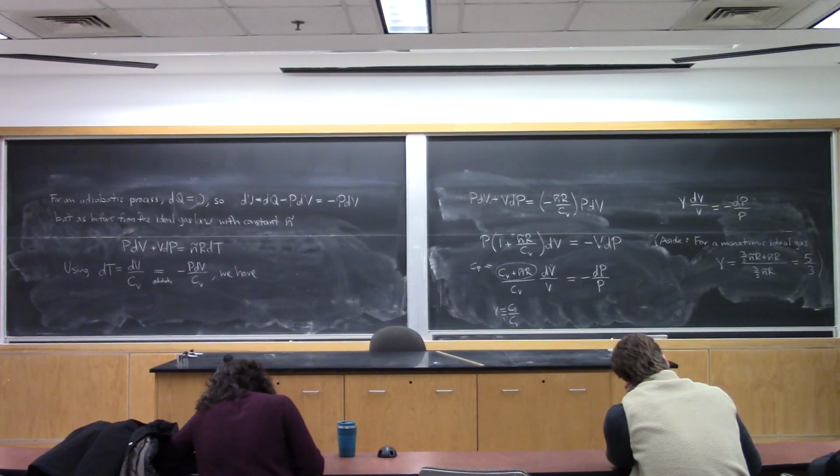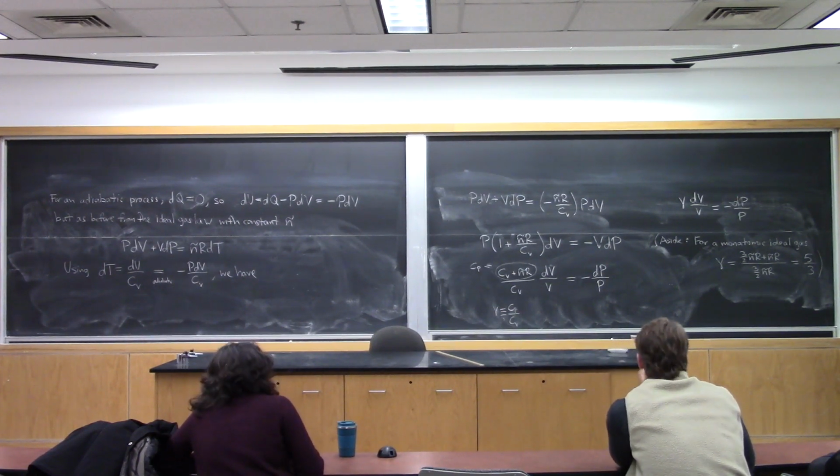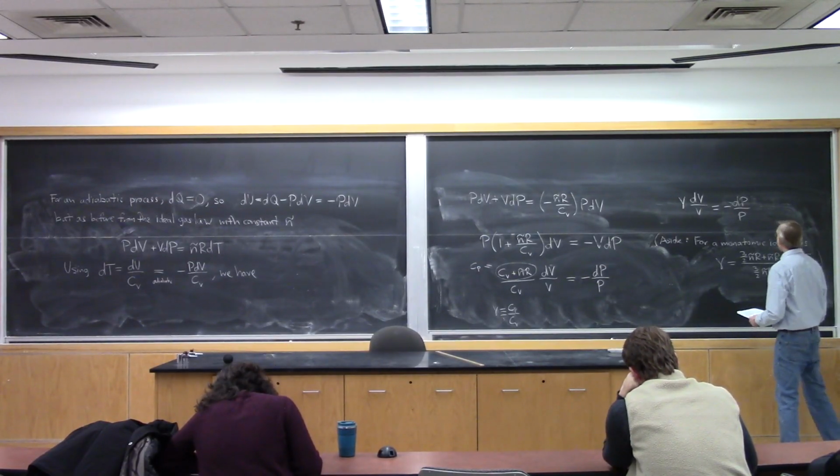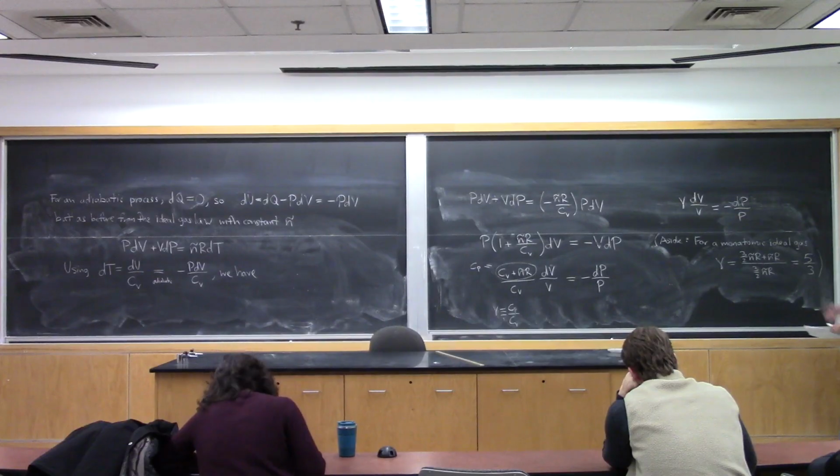Later, when we do white dwarfs and good stuff like that, we will find that for a relativistic gas, gamma is 4/3 instead of 5/3, and that will have significant import. But for a non-relativistic monatomic ideal gas, gamma is 5/3.